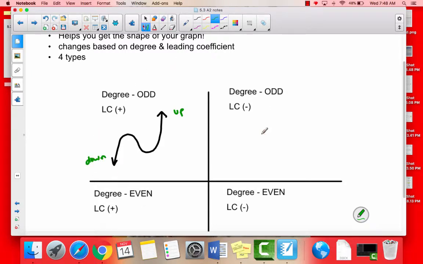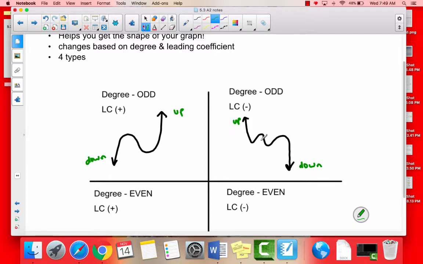All right? So then what do you think would happen if the degree was odd and our leading coefficient was negative? Well, the opposite. So the left side will be pointing up, and the right side will be pointing down. Okay, so this part's up here and then down here.